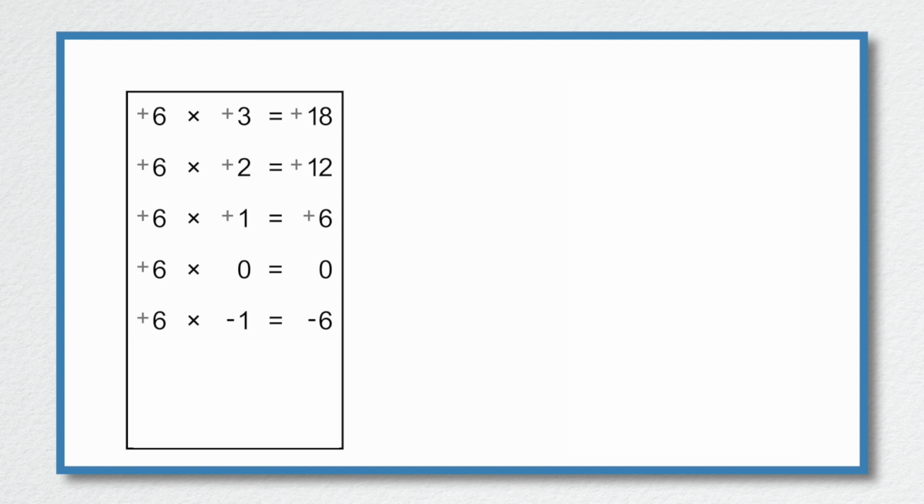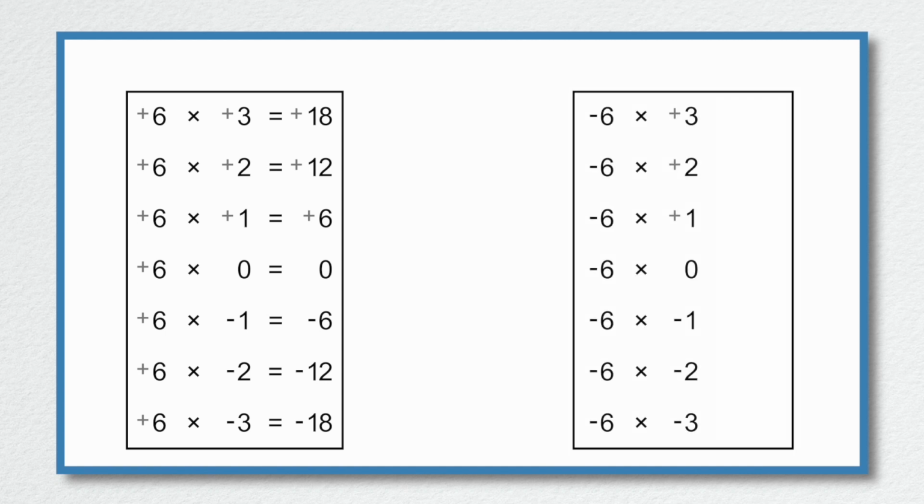Think of it as 6 lots of negative 1. Then we have positive 6 multiplied by negative 2, which is equal to negative 12. So think of this as 6 lots of negative 2. And then we have positive 6 multiplied by negative 3, which is equal to negative 18. So in this first table, we started off with positive 6, and then we were multiplying by positive 3 through to negative 3. We're going to do the same again, but we're going to start with negative 6 this time.